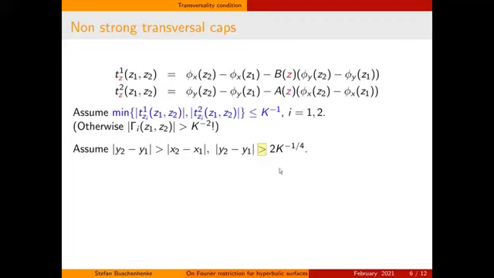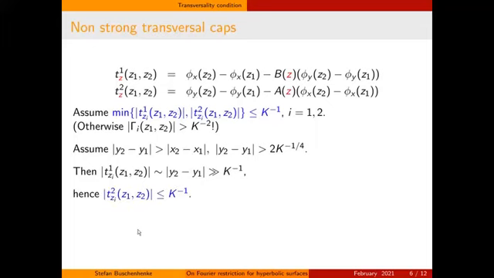Okay, so under these assumptions, one can check that indeed, like in the unperturbed case, T1 subscript Zi is comparable to the difference y2 minus y1. And we just assumed that this is big, so certainly this is bigger than k to the minus 1. And if the minimum of these two numbers is small, that means that T2 subscript Zi of Z1, Z2 has to be smaller than k to the minus 1.